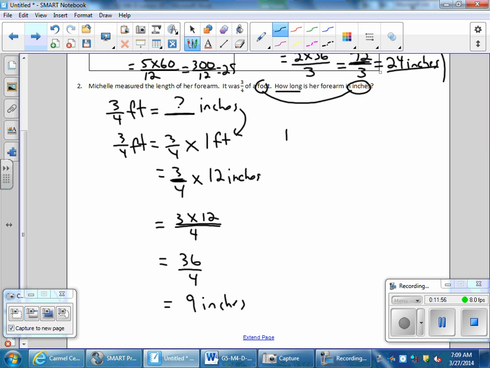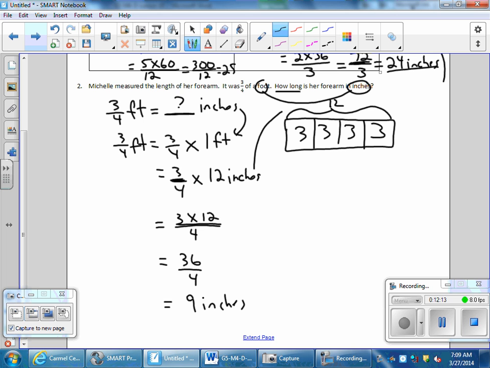Double check with my quick tape diagram. Taking those 12 inches, dividing it by the denominator of 4. 12 divided by 4 is 3. 3/4 would be 9 inches. Michelle's forearm is 9 inches.